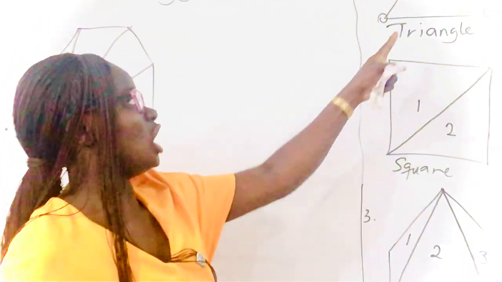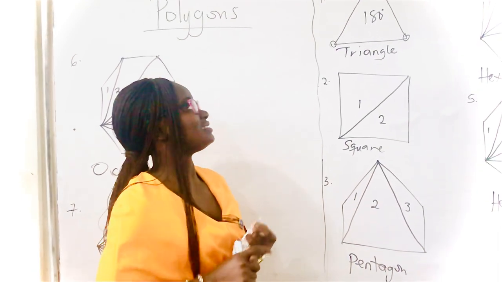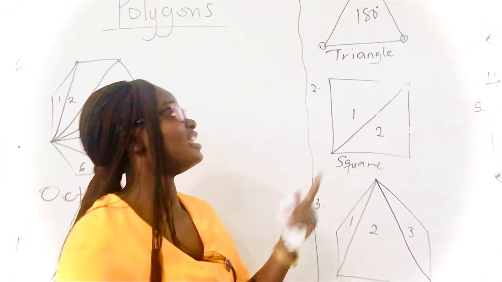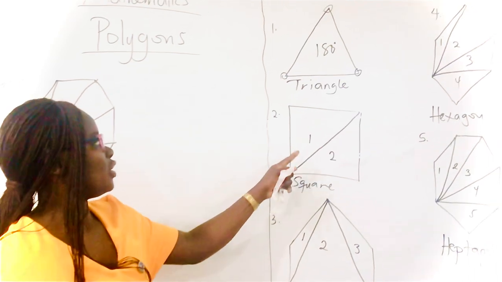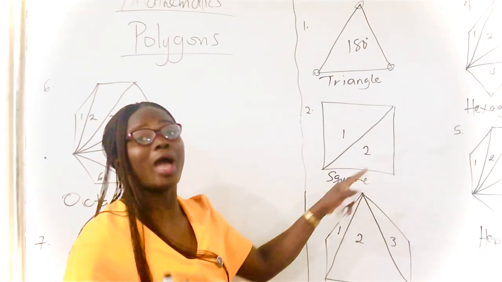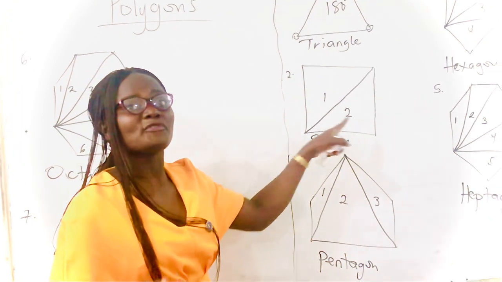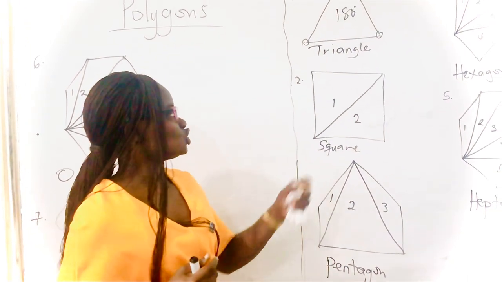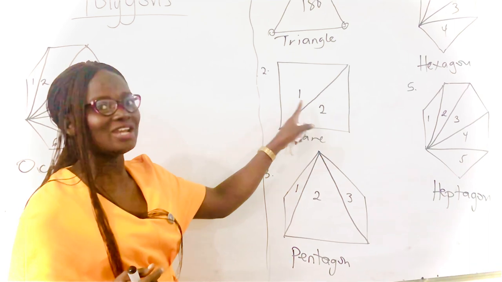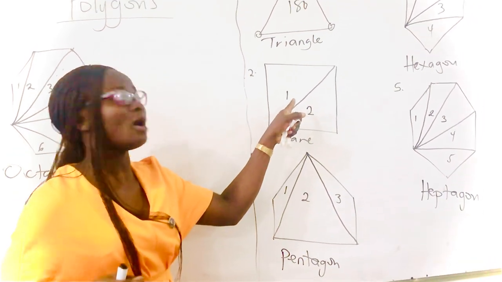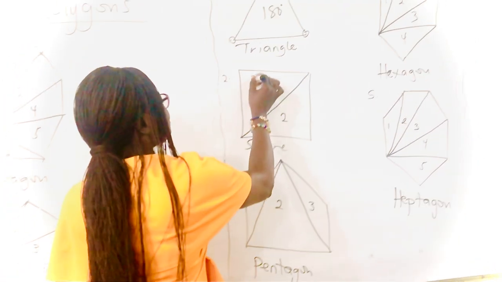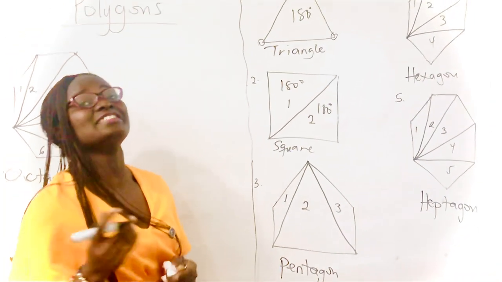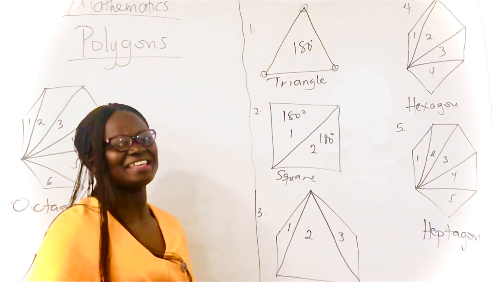Then we also know the sum of the interior angles of a triangle to be 180 degrees. So if we take the shape of a square or a quadrilateral, we count the number of triangles we have and multiply it by 180. So how many triangles are we having? 1, 2. And each triangle is equal to 180 degrees. So 180 degrees plus 180 degrees gives us 360 degrees. Excellent.